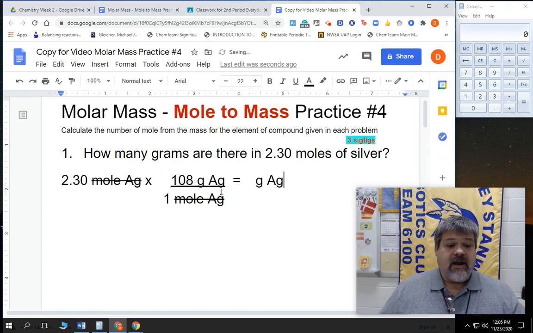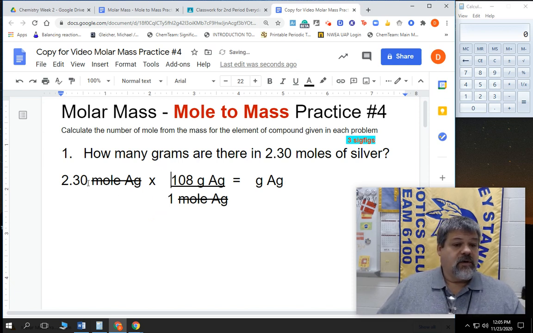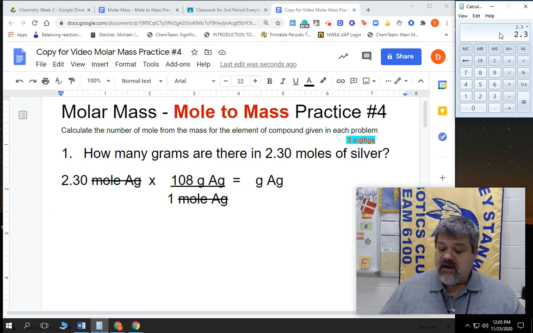Now I just have to calculate it out. When we do conversion factors or dimensional analysis, we multiply by the top and divide by the bottom. So we're back to the calculator right over here. We're going to take 2.30 and multiply that by 108, and then we're going to divide by 1. I don't have to divide by 1. And that's going to equal 248.4. So we're going to put that in there.